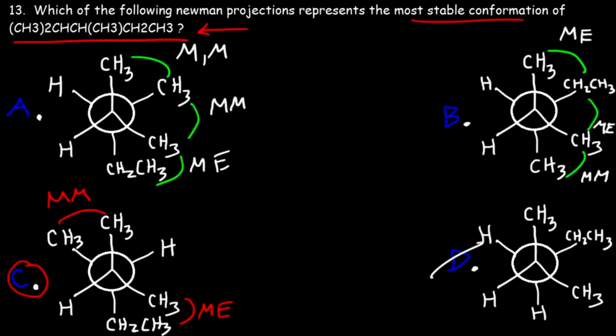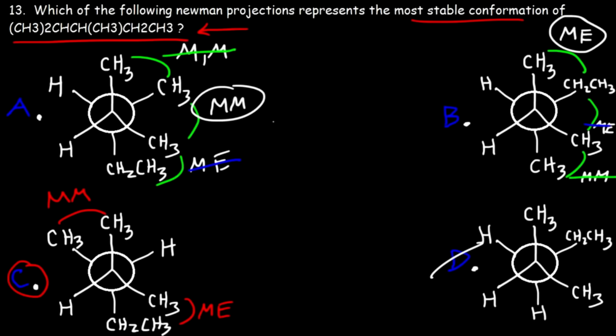So the methyl-methyl gauche interactions are the same, so we can cancel one of them. And the methyl-ethyl gauche interactions are the same. Now B has an additional methyl-ethyl gauche interaction. A has an additional methyl-methyl gauche interaction. So which requires more energy? To put a methyl group next to an ethyl group or 2 methyl groups next to each other?